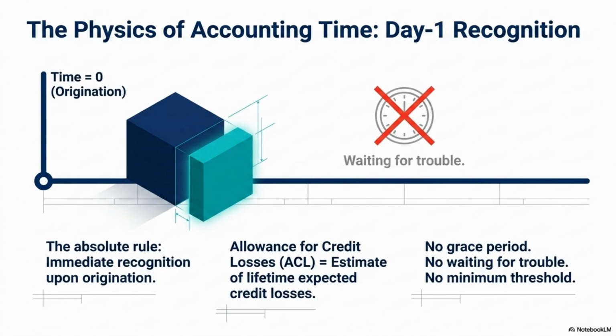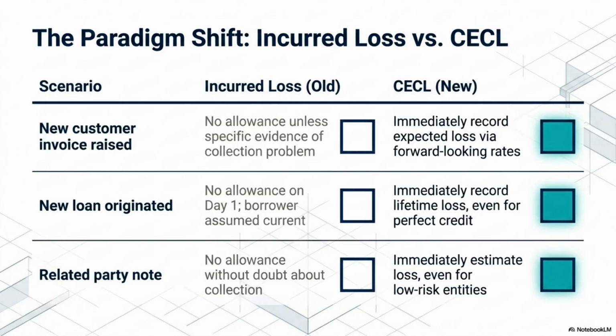This is the physics of accounting time under CECL. The loss estimate travels with the asset from the very first moment the asset exists. The contrast with the old incurred-loss model is clearest when you line up the same 3 scenarios side by side. Under the old model, a new customer invoice received no allowance unless there was specific evidence of a collection problem. Under CECL, an expected credit loss is recorded immediately using historical rates and forward-looking factors.